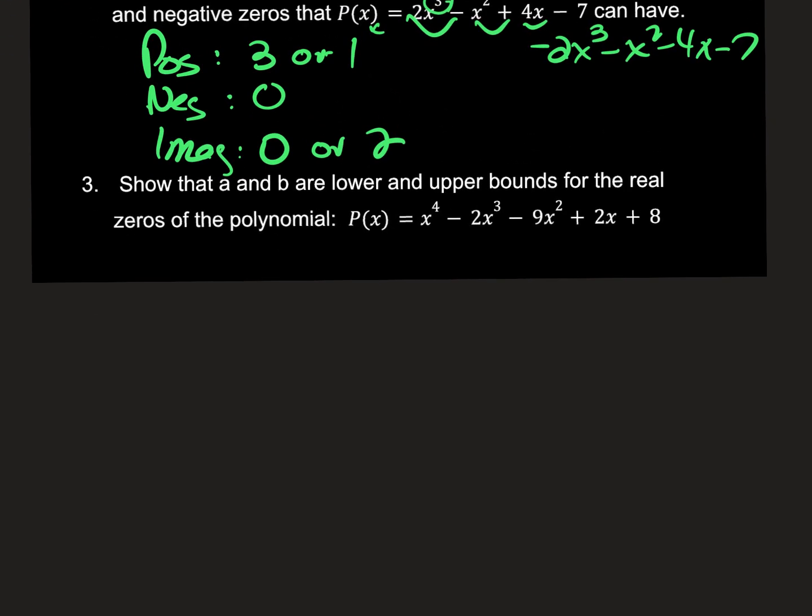Number 3, show that A and B are upper and lower bounds. I forgot to put what A and B are. Let's write those down right quick. A is going to be something, B is going to be something. Let me find those. All right, A is going to be -3, B is going to be 5.